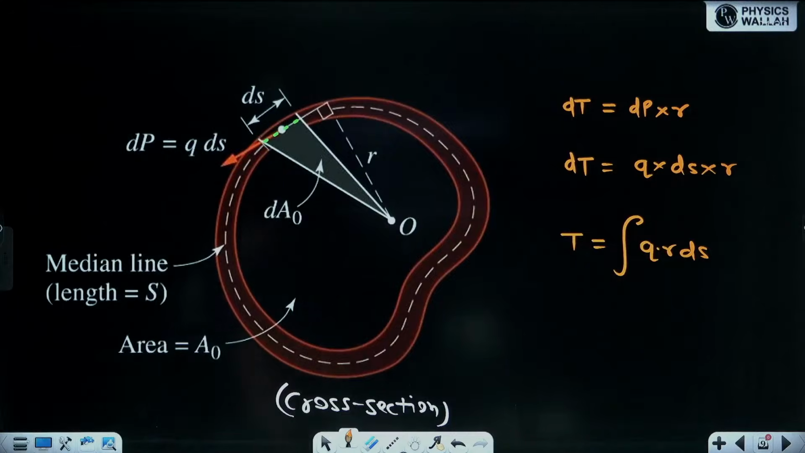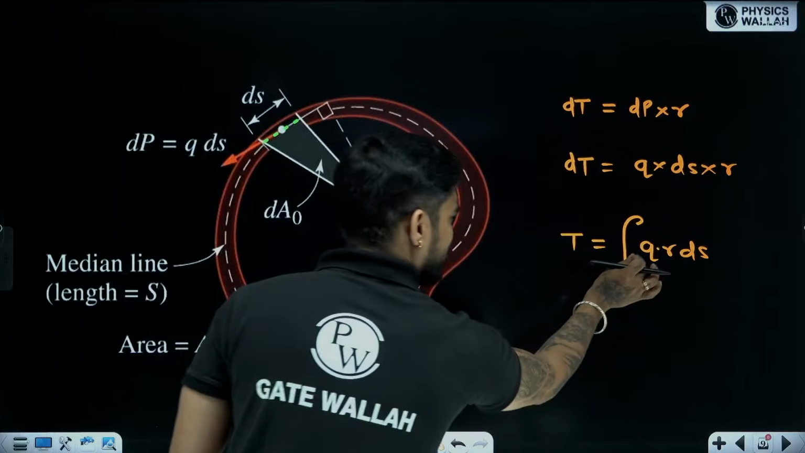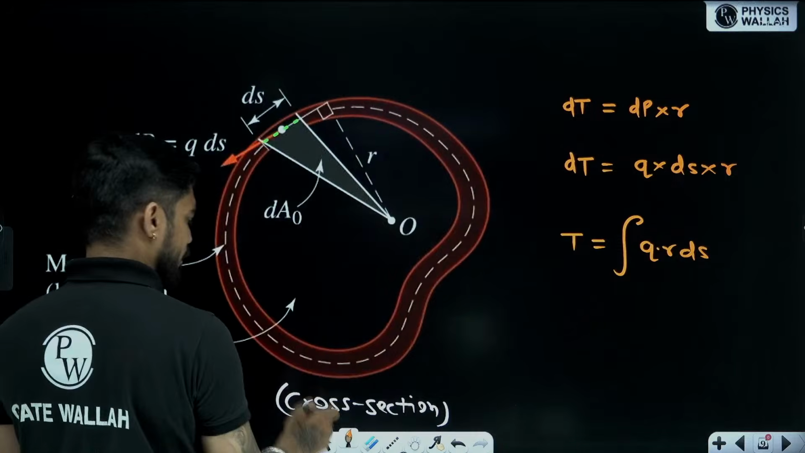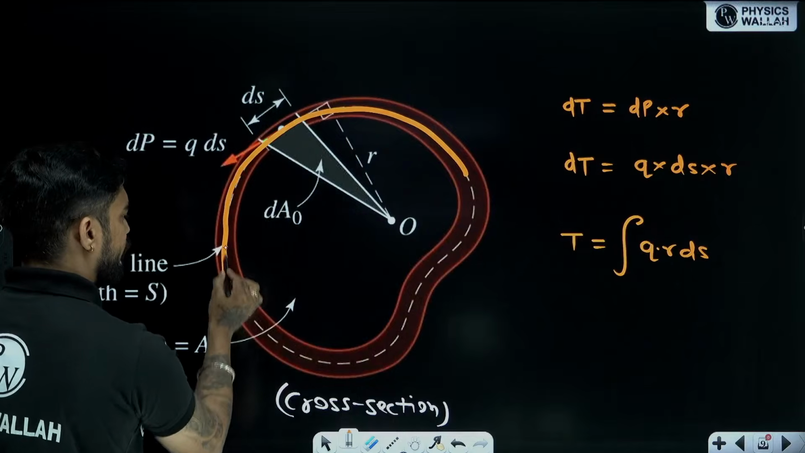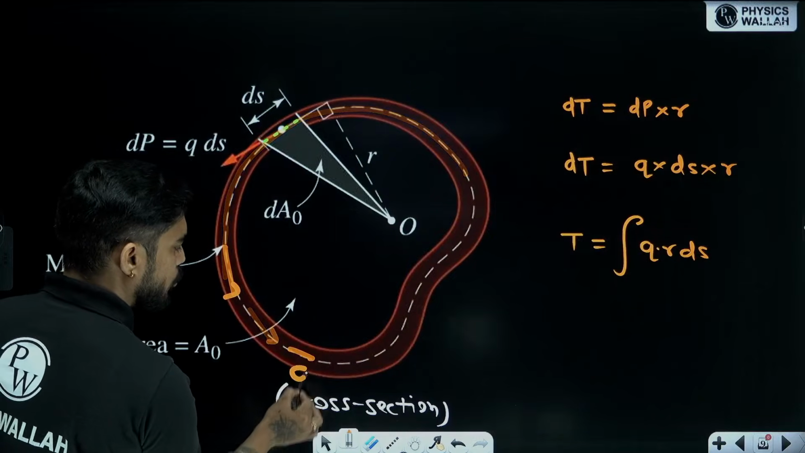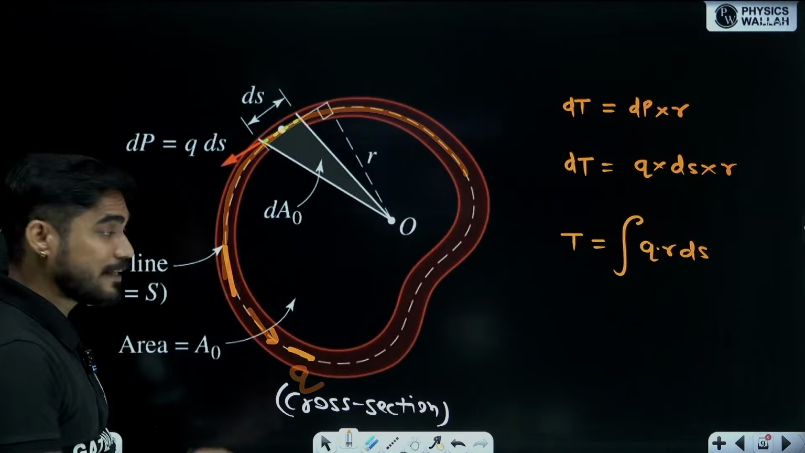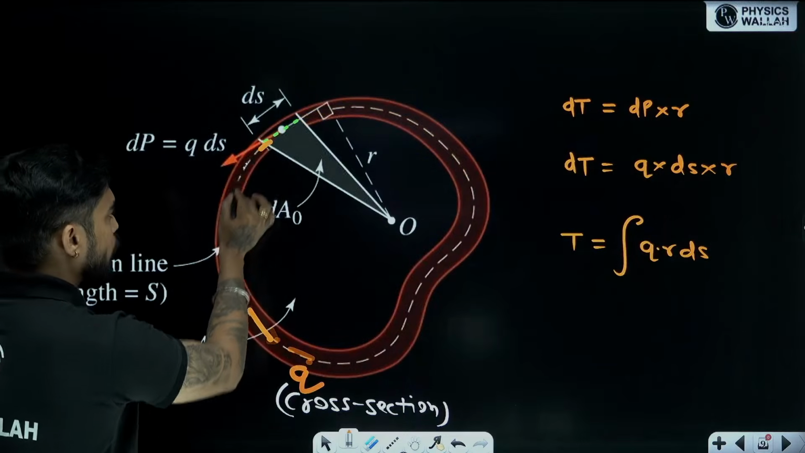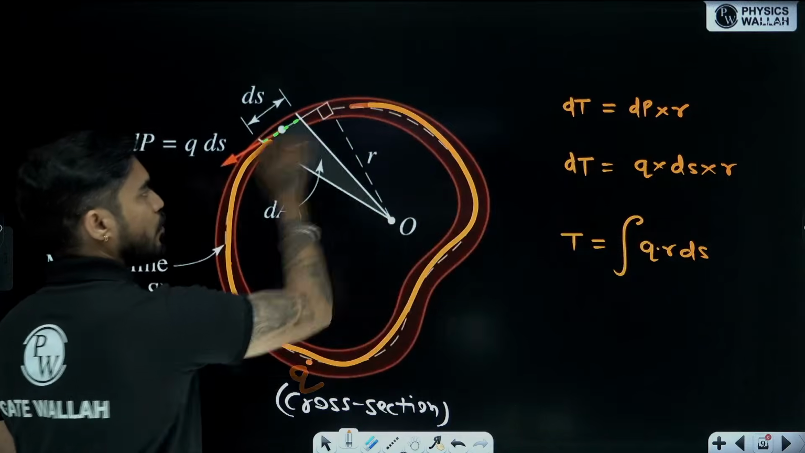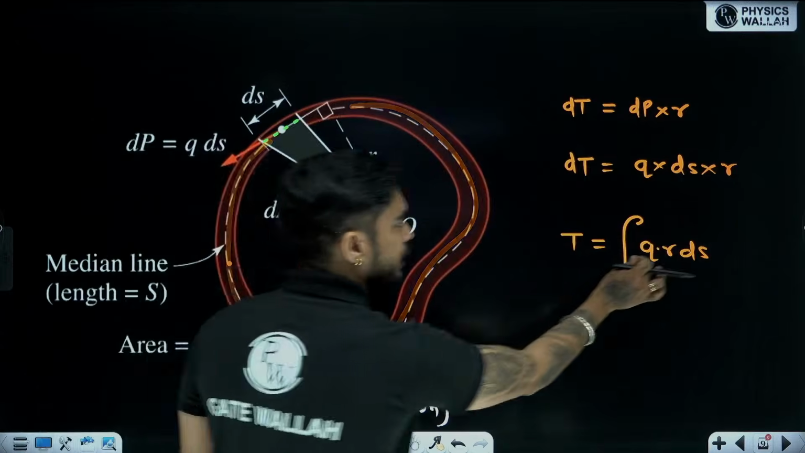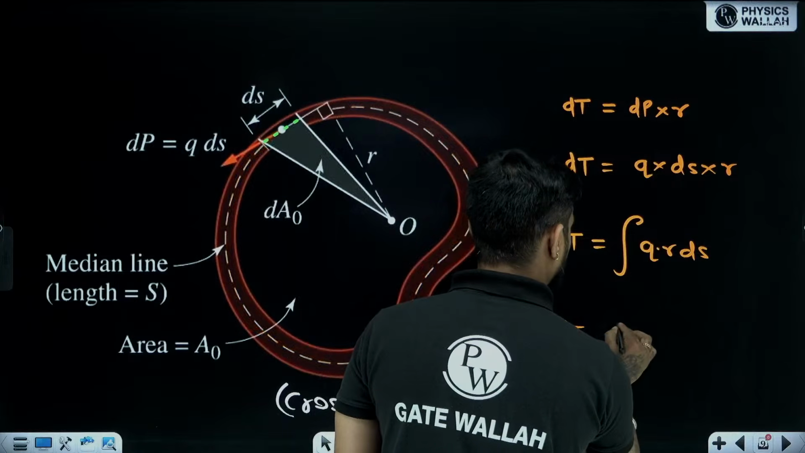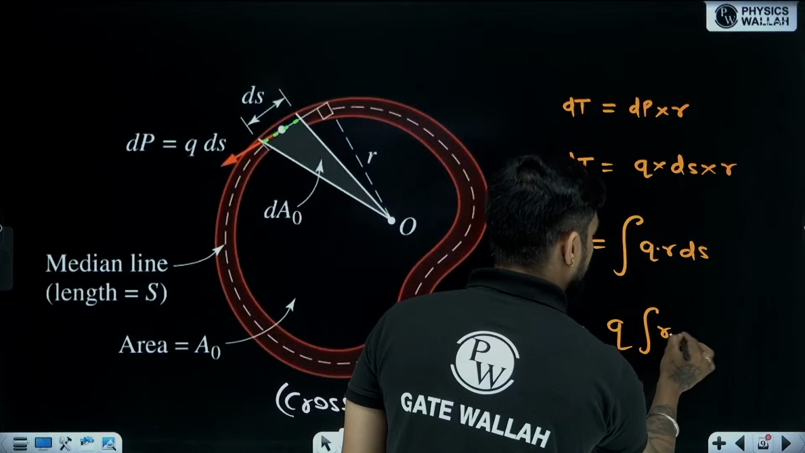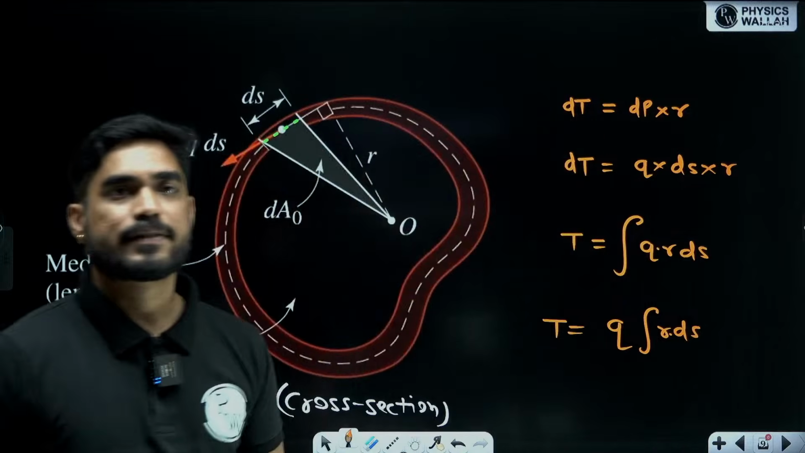Now this shear flow is constant. This means q is the same throughout this length. At every point the shear flow will be the same, q. Shear stresses are different at different points, but shear flow is the same. So this q will come out of the equation. Inside you are going to get this r into ds.